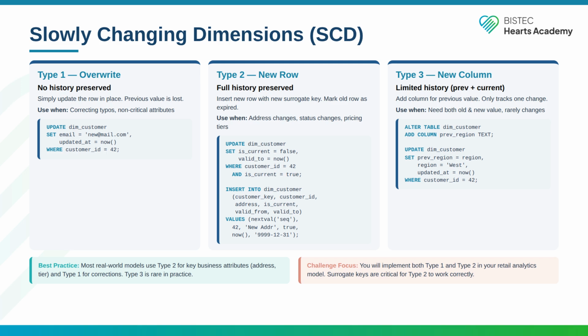Type 3 adds a previous value column. It only tracks one prior state and is rarely used in practice. For the challenge, you will implement both type 1 and type 2. The critical thing to understand is that type 2 only works with surrogate keys. When your fact table joins to the customer dimension on the surrogate customer key rather than the natural customer id, historical facts automatically point to the correct version of the customer record.